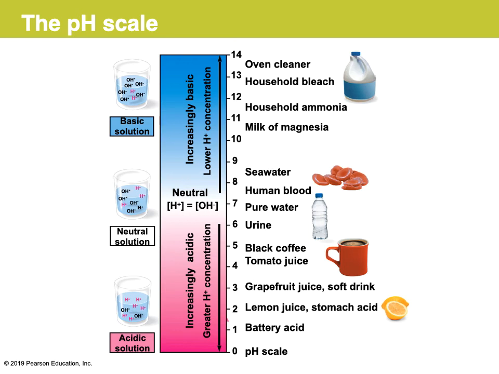Pure water, if I boiled water, collected the steam, made distilled water, that would be pH 7. Human blood is a little bit above 7, so human blood is relatively neutral.